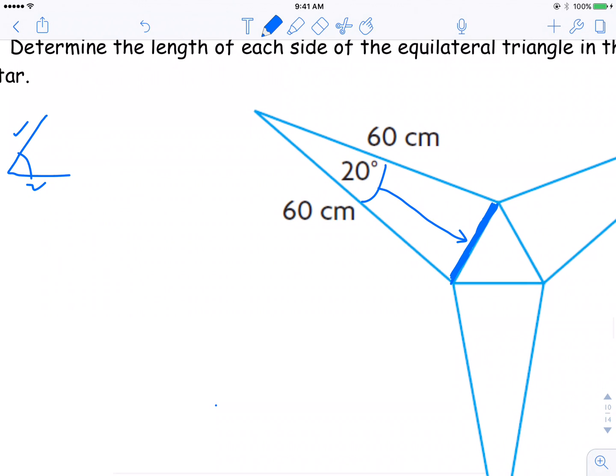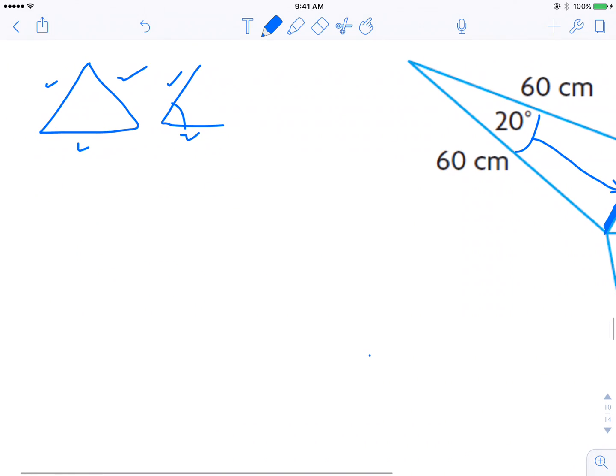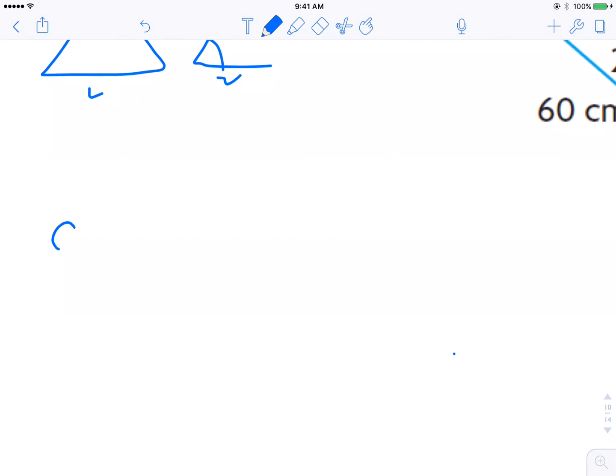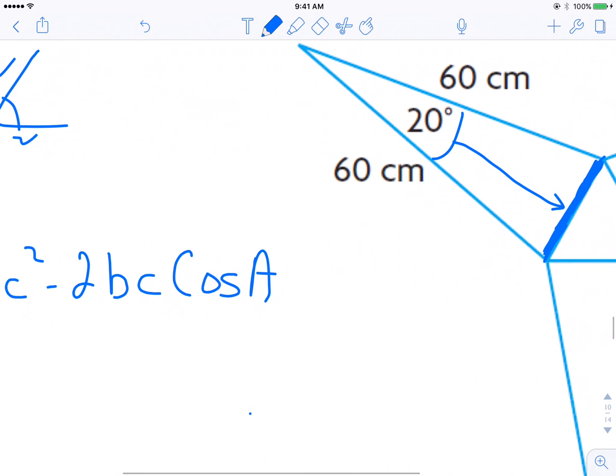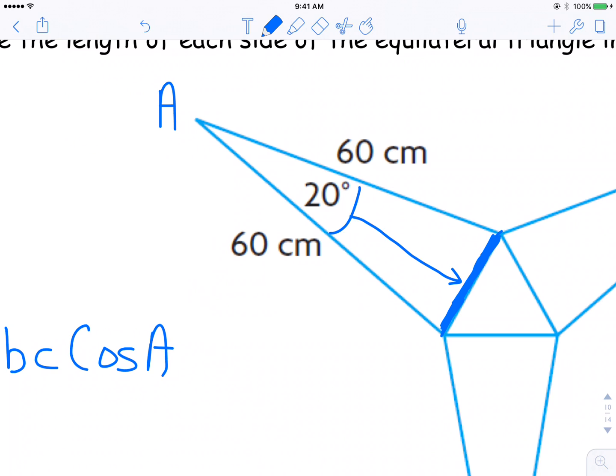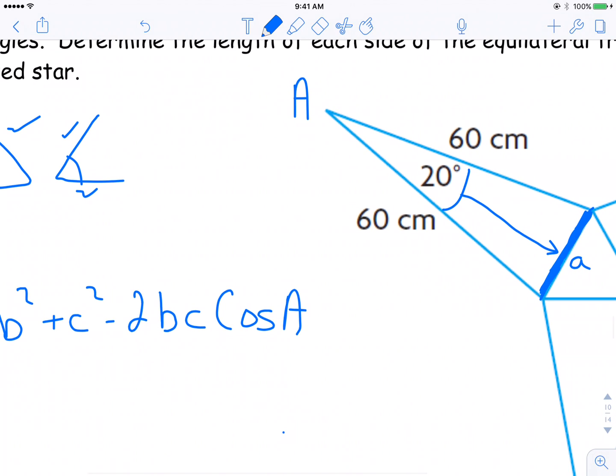What are we calculating for? We're calculating for a missing side. So I know the form of my formula is going to be a squared is equal to b squared plus c squared minus 2bc cosine a. I label my triangle, making sure that a goes where I need it to calculate side a. And then b doesn't matter where it goes, b and c.